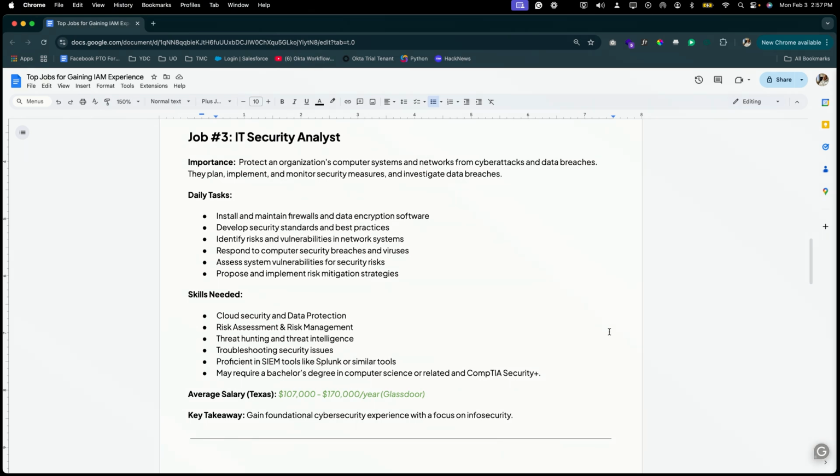Now, the common skills needed for a job like this is cloud security and data protection, risk assessment, risk management, threat hunting and threat intelligence, troubleshooting security issues, proficiency in SIEM tools like Splunk and similar tools. And a job like this may require a bachelor's degree in computer science or other related fields and a CompTIA Security Plus certification. And the average salary in Texas for an IT security analyst is about $107,000 to $170,000 a year, and that's according to Glassdoor. And the key takeaway is you're gaining foundational cybersecurity experience with a focus in info security.